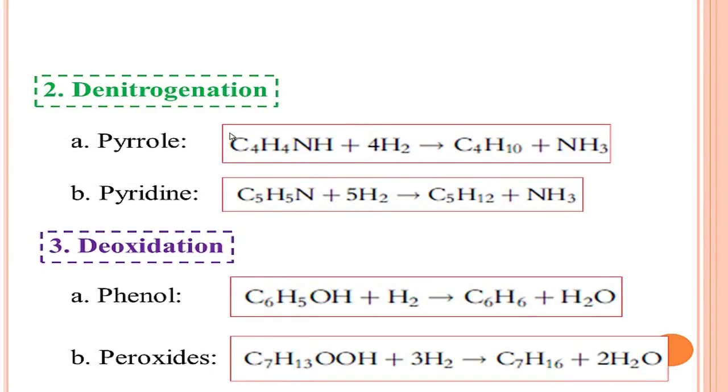The similar reactions are to eliminate nitrogen and oxygen. So we call them denitrogenation and deoxygenation, from pyridine or even phenol and peroxides. However, we have to consider the byproducts that came out, which are ammonia and water.